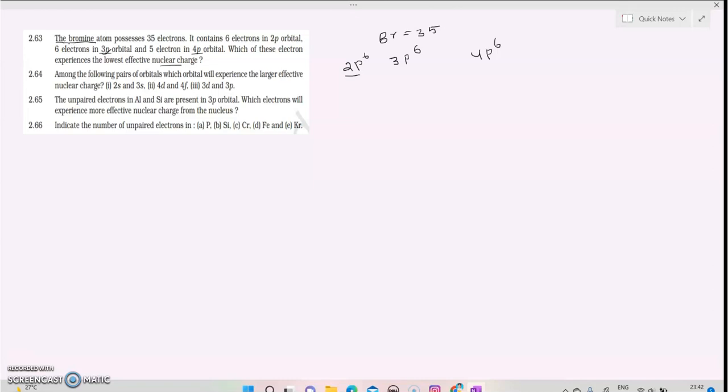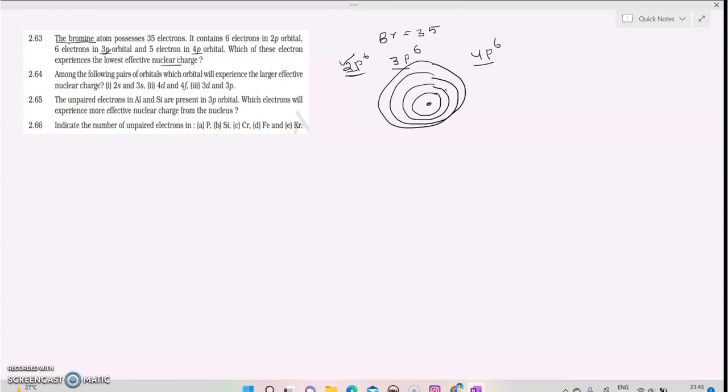So you see here 2p6 means it is the second shell, 3p6 the third shell, 4p6 is the fourth shell. This is the nucleus, this is the first orbit, this is the second orbit, this is the third orbit, and this is the fourth orbit. Electrons very close to the nucleus will experience more nuclear attraction force. When the number of shells increases, the nucleus attraction force on those electrons decreases. Why? Because the distance from the nucleus to the valence shell increases when n value increases. Here the second shell is very close to the nucleus, so it will experience more.